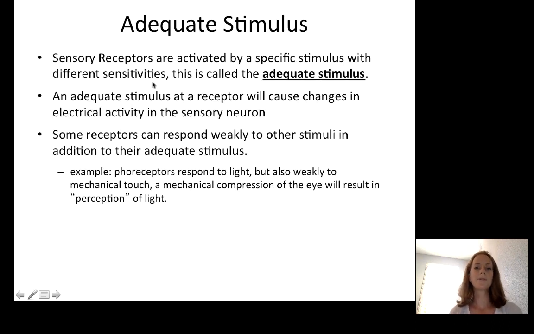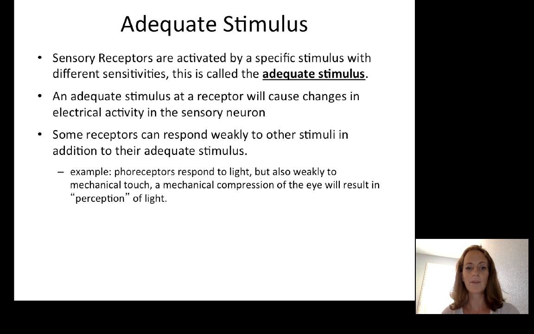So sensory receptors, the many different types, are each activated by a specific stimulus. For example, photoreceptors are activated by light. They each have a different sensitivity, and this is called the adequate stimulus. An adequate stimulus at a receptor will cause changes in electrical activity in the sensory neuron. Something that is not an adequate stimulus will be below the level of stimulation, and it will not activate the sensory neuron. Some receptors can respond weakly to other stimuli in addition to their adequate stimulus.